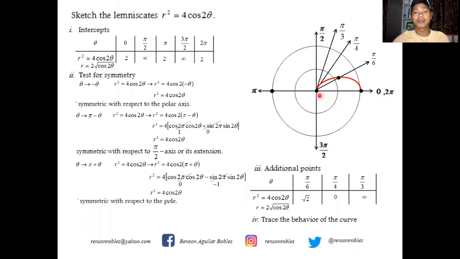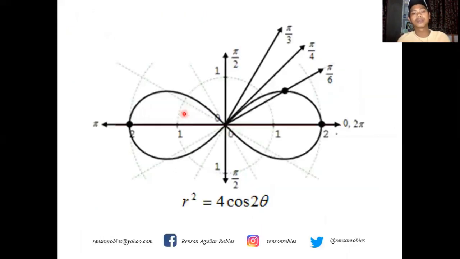So we will reflect this curve over this line, and it will look like this. And then since it is symmetric with respect to the line pi over 2, this will have an image on the left side. And finally, that completes the lemniscate r squared equals 4 cosine 2 theta.